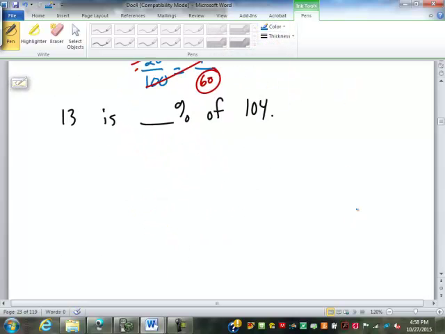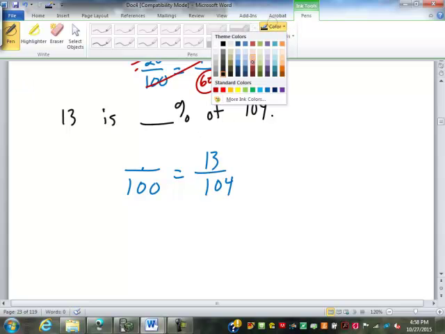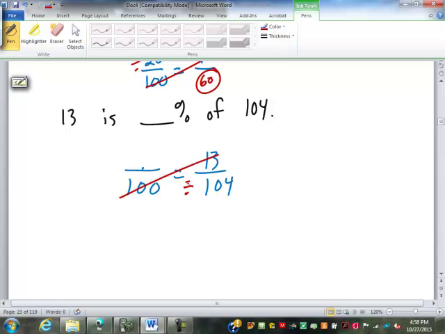And finally, the percent is missing, so it's blank over 100. We have the 13 and the 104. Which one goes with the missing percent? 13 over 104. And we cross multiply and divide. We get 12.5. So it's 12.5%. Anybody have any questions on those?